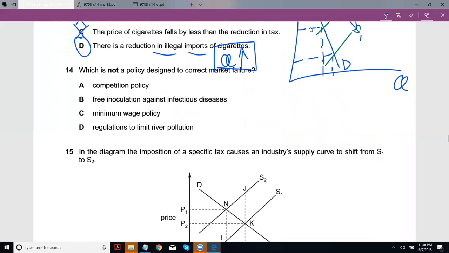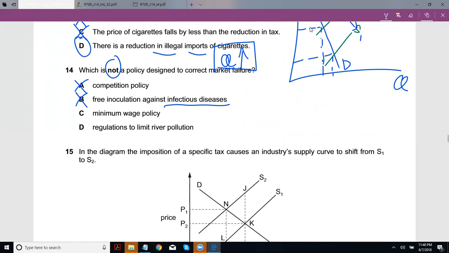So 14, which is not a policy designed to correct market failure. Competition is, because it corrects monopoly power and stuff of that sort. Free inoculation against infectious diseases, I believe that is as well because that's basically an example of a provision of a merit good.